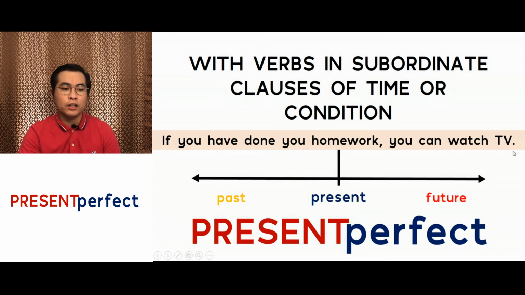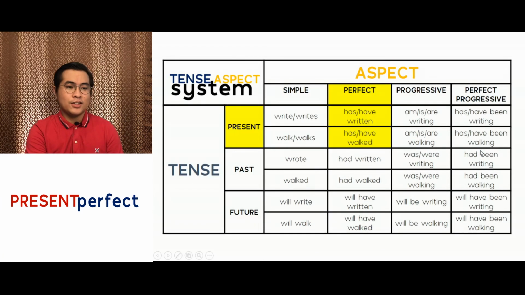So in this example, the if clause should be in the present perfect. Okay? And then the next clause, the main clause, "you can watch TV." So remember, the present perfect, this is the condition, should be done first. And then you could have the simple present, "can watch television" or TV. Okay? So that is your present perfect.